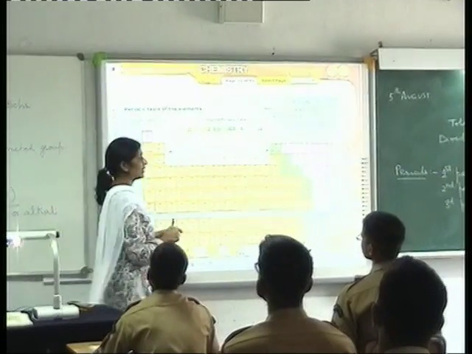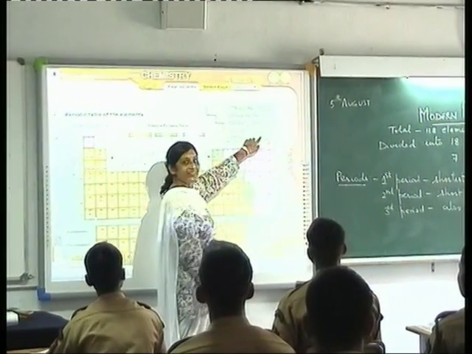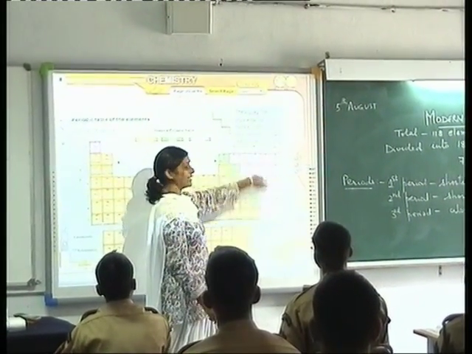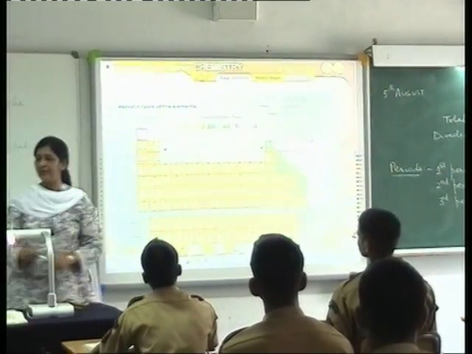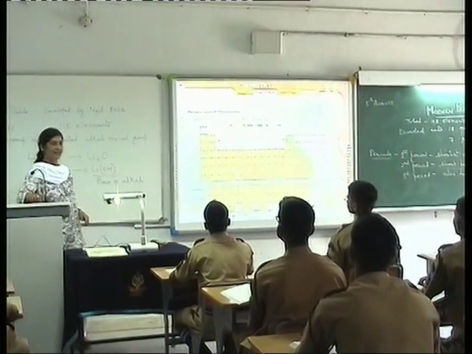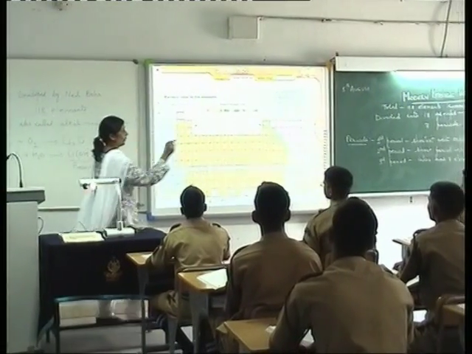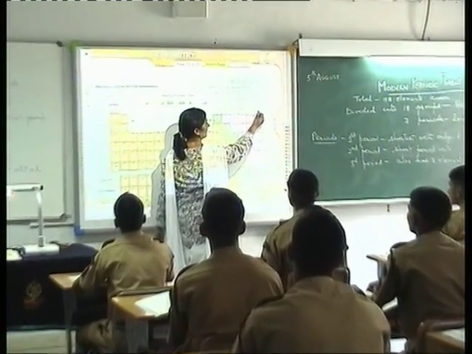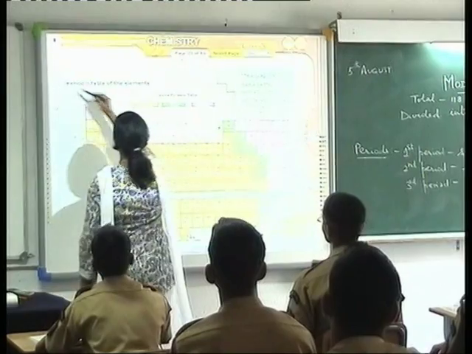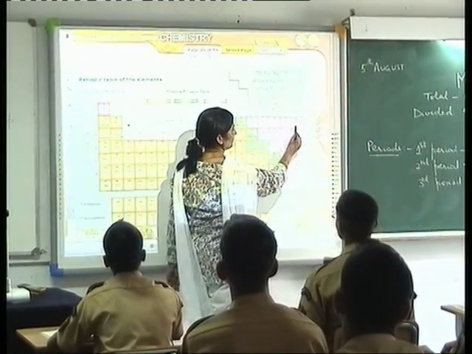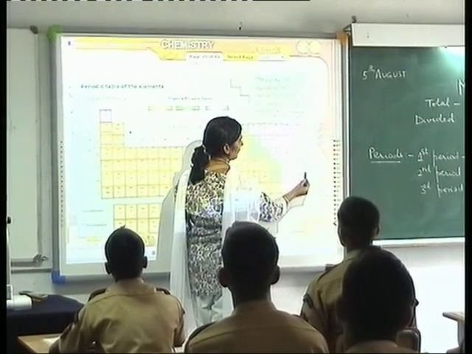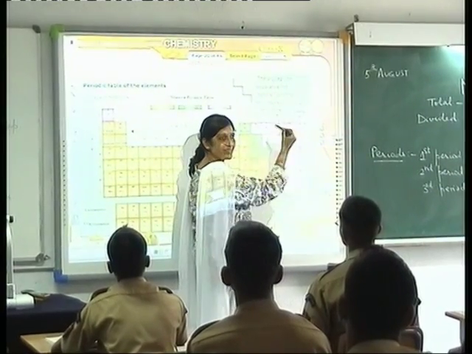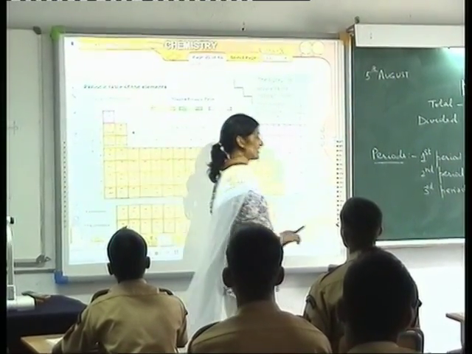Similarly, let us move on to the last group, the 18th group elements. These are named noble elements or noble gases. These are helium, neon, argon, krypton, xenon and radon. These are all noble gases.